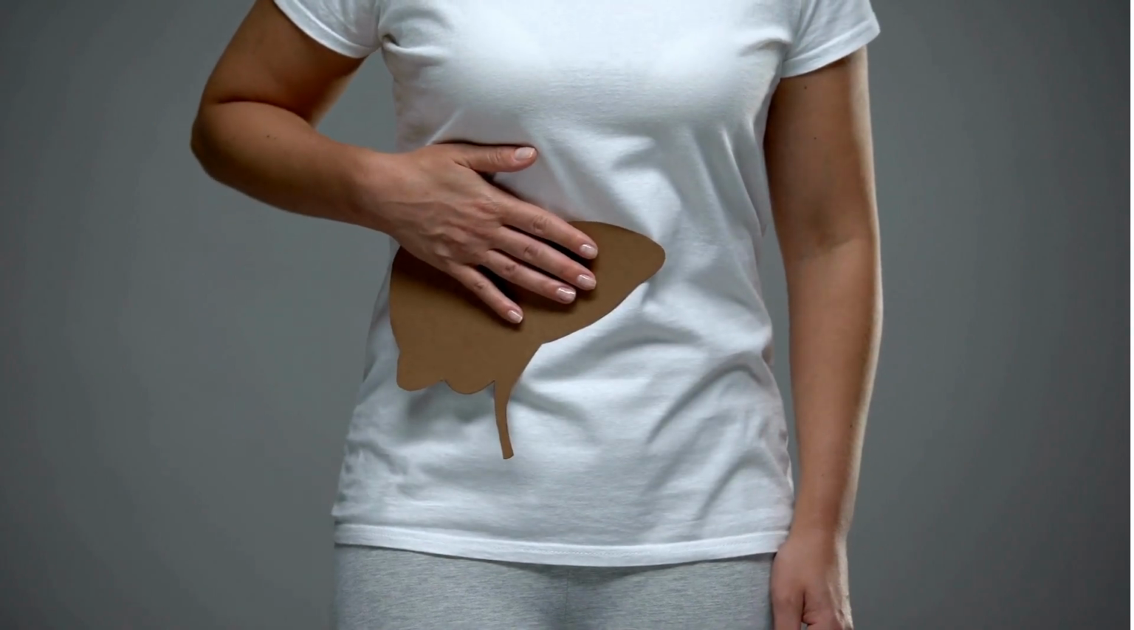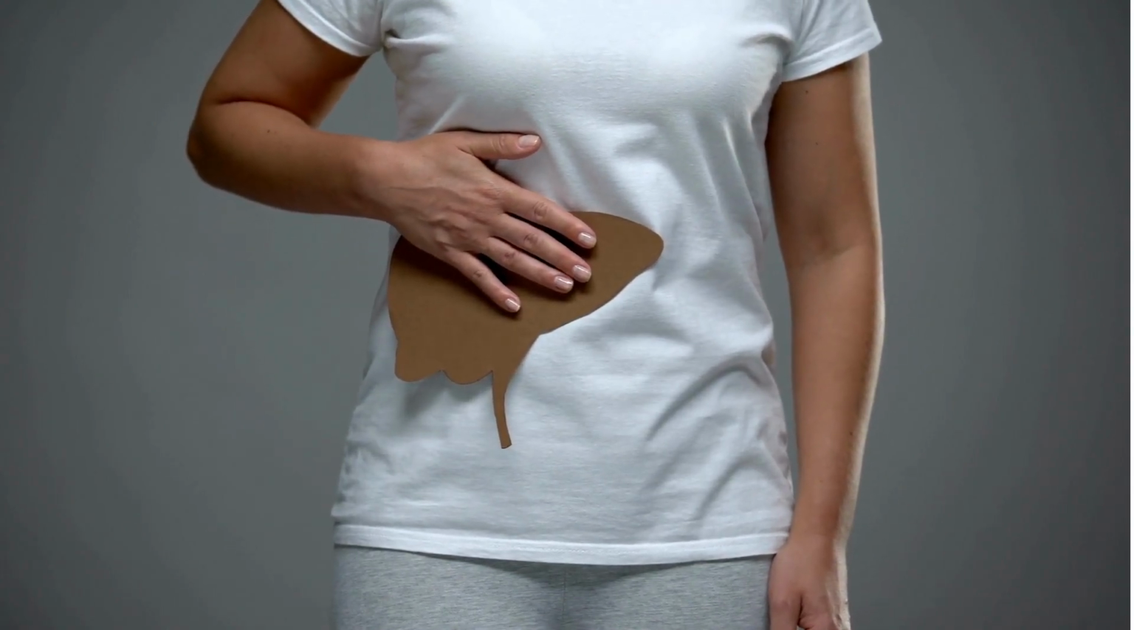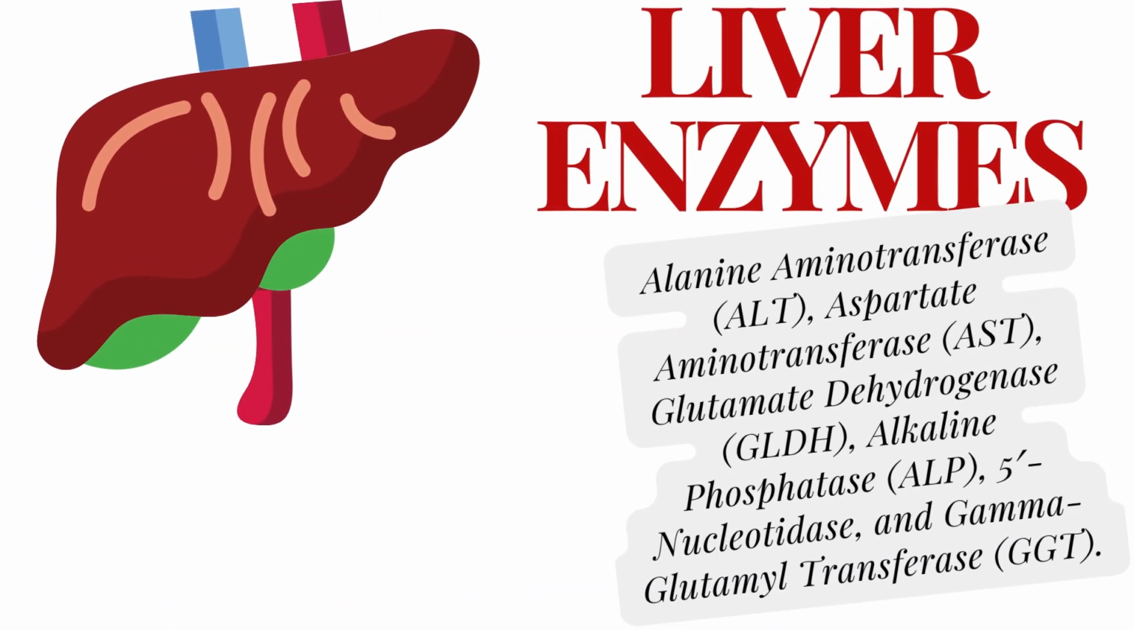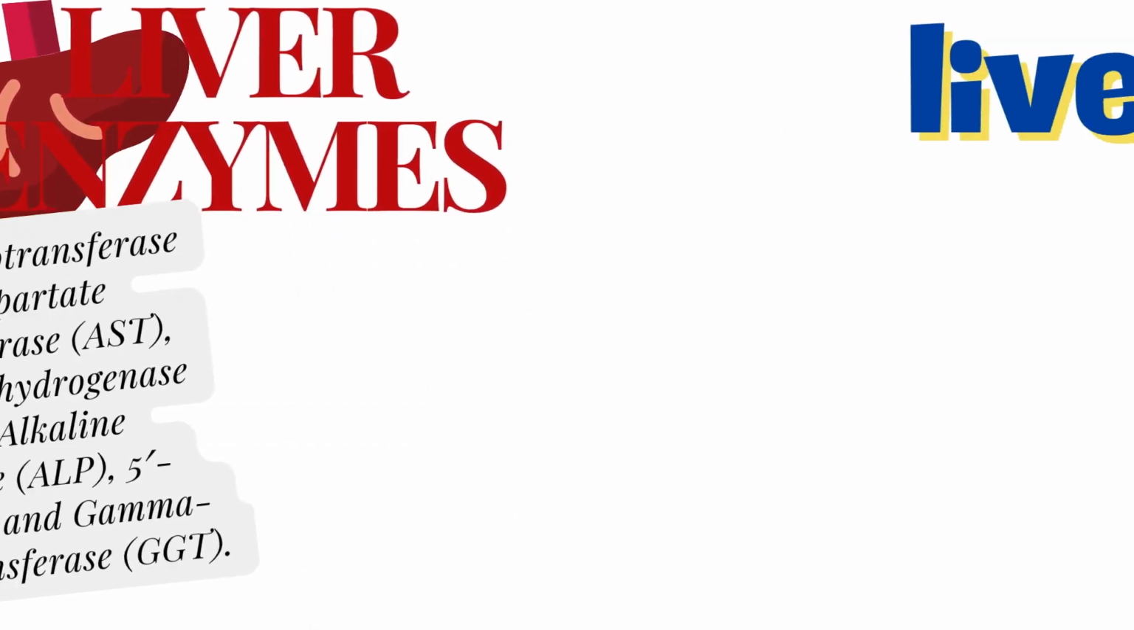Next, we have liver enzymes. Have you ever wondered what enzymes can tell us about the health of our liver? What roles do aminotransferases play in liver function? How can they help diagnose liver diseases? Liver enzymes include alanine aminotransferase (ALT), aspartate aminotransferase (AST), glutamate dehydrogenase (GLDH), alkaline phosphatase (ALP), 5-nucleotidase, and gamma-glutamyl transferase (GGT).